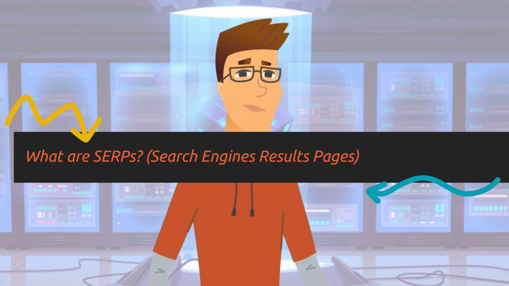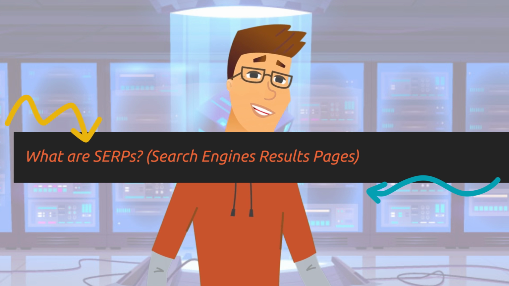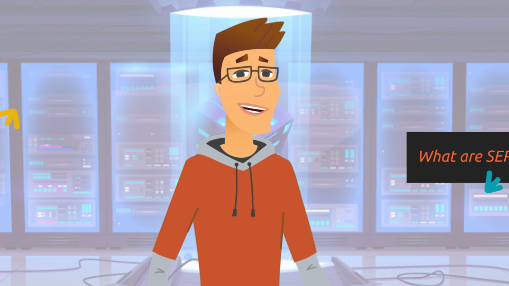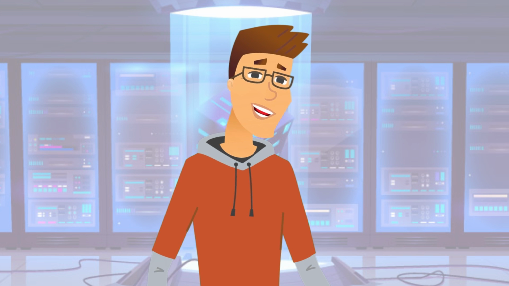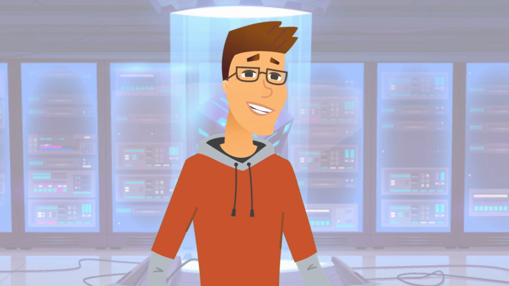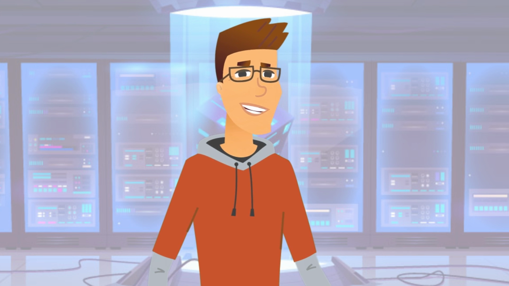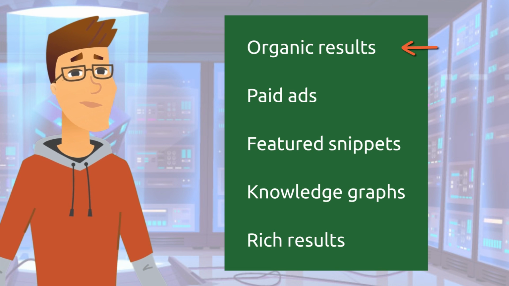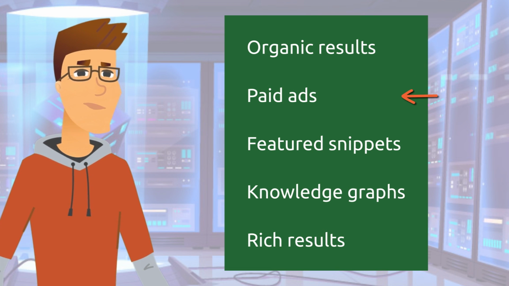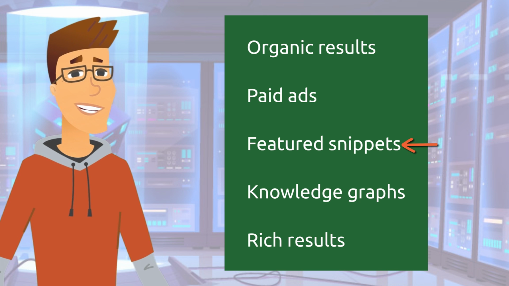What are SERPs? SERPs, search engine results pages, are Google's response to a user's search query. In the early days of search, SERPs just contained the classic 10 blue links. These were purely organic search results and simply contained links to a web page. But today, the SERPs are much more nuanced as Google has become more sophisticated and developed new ways of displaying information in order to better aid searchers. SERPs can include organic results, paid ads, featured snippets, knowledge graphs, and rich results.